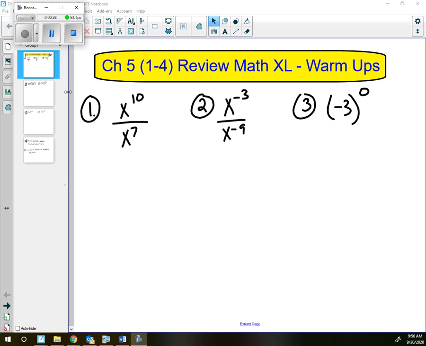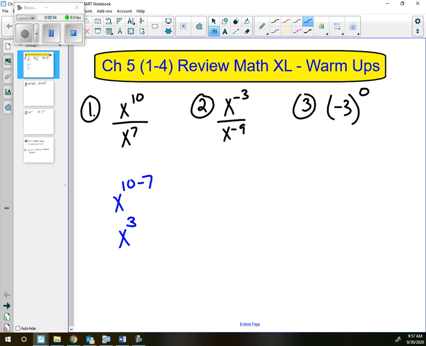So I invite you to pause the video, try them, and then come back and listen to the explanation if you need that. So for the first one, x to the 10th over x to the 7th. Remember the rule when you're dividing with the same base, we subtract the exponents. So 10 minus 7 would be x to the 3rd. What some people do is they think, okay, where do I have more? I have more x's on the top. How many more? 3 of them. Whichever way is easier for you to do.